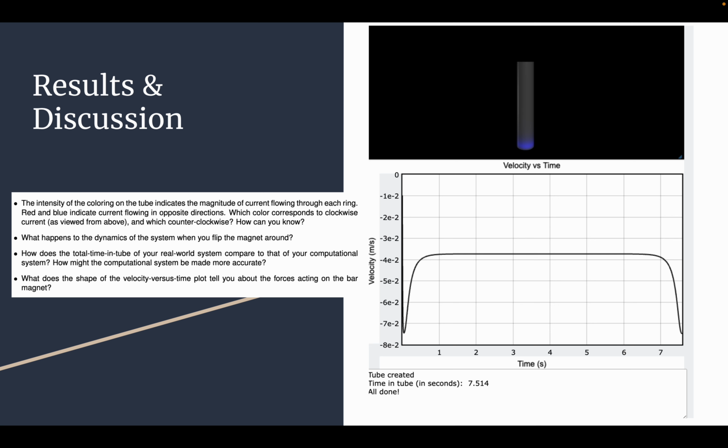How does the total time in tube of your real-world system compare to that of your computational system? Well, for this, obviously, we can see that 7.5 is a lot more, and the reasons for that were explained back in the error slide.